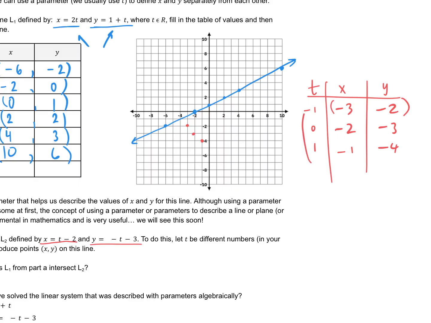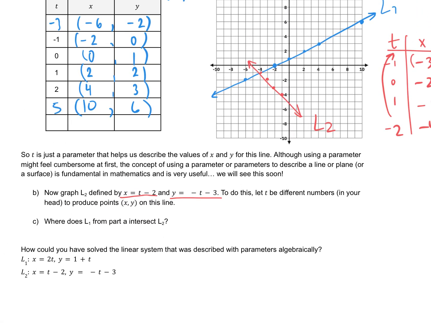So maybe the point here. So let me just put a -2 in there just to double check. -2 minus 2 is -4. And -2, so +2 minus 3 is -1. And there we are. I just wanted that point of intersection. So there's line 2, there's line 1.